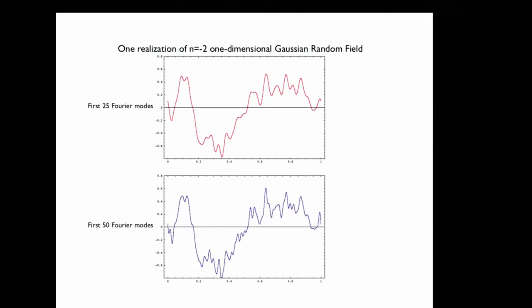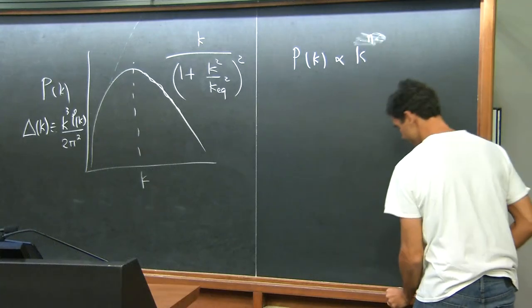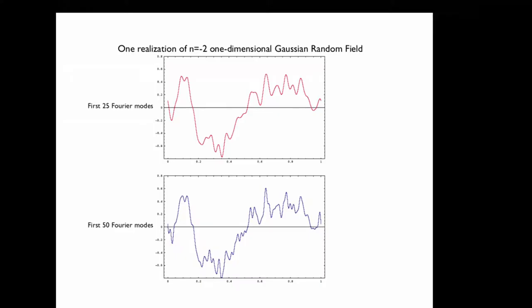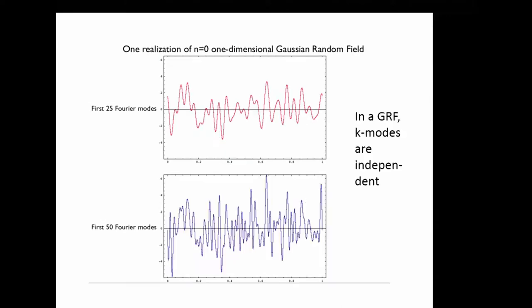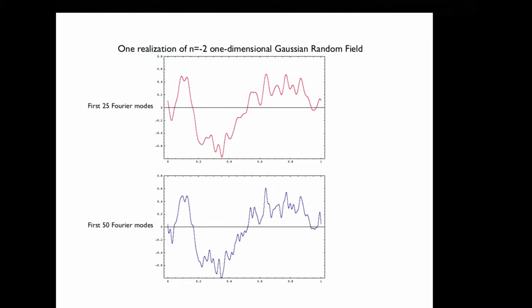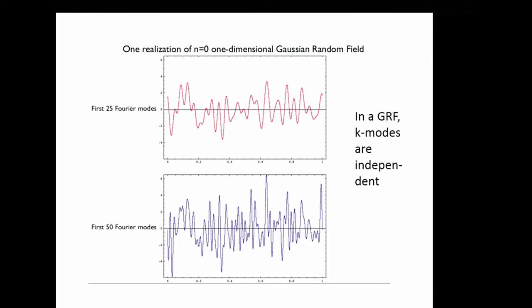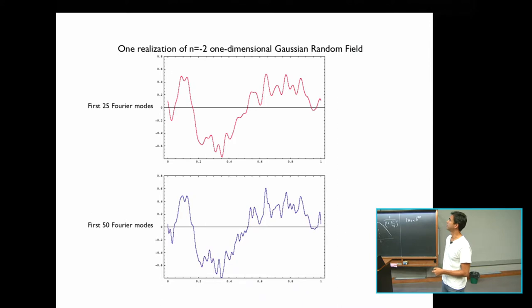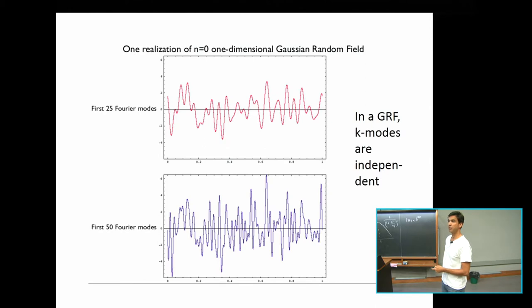Suppose we chose a power spectrum with n equals minus 2, so P of k is proportional to k to the n, and n equals minus 2. In that case, after the first 25 modes, again, you see some structure. If you look closely, you might see that it's maybe a little smoother than this one. But more importantly, when you add the next 25 modes, this didn't change very much, whereas here it changed a lot.